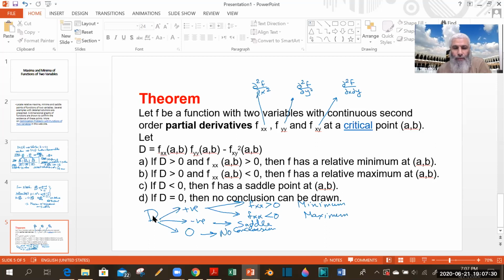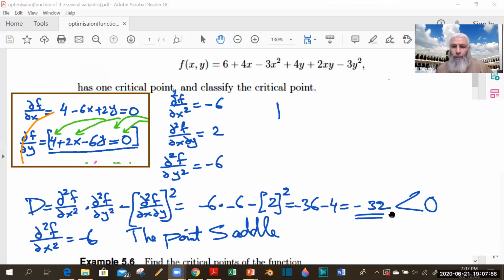When D is less than 0, negative, the point is a saddle. If D is positive, we check fxx: if fxx is greater than 0, the point is a minimum; if fxx is less than 0, the point is a maximum. If D is 0, we cannot reach any conclusion. So in our case here, D is less than 0, so the point is a saddle.